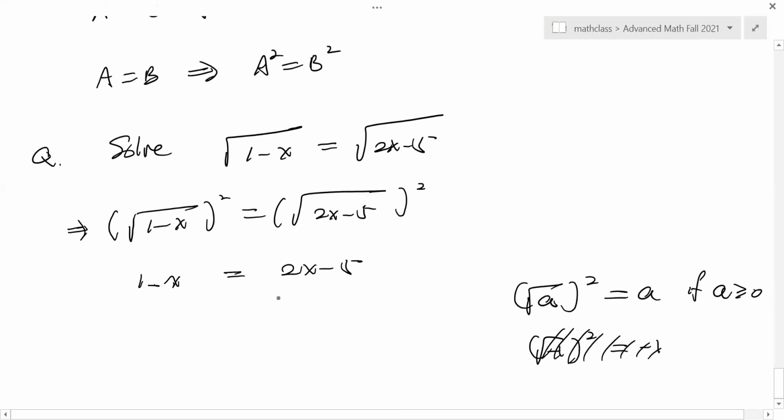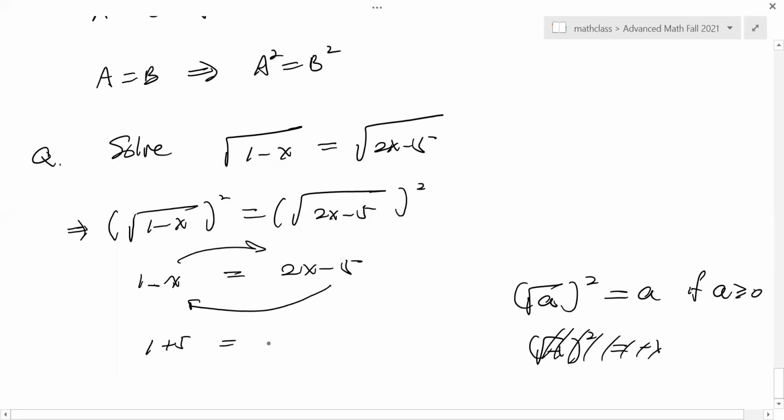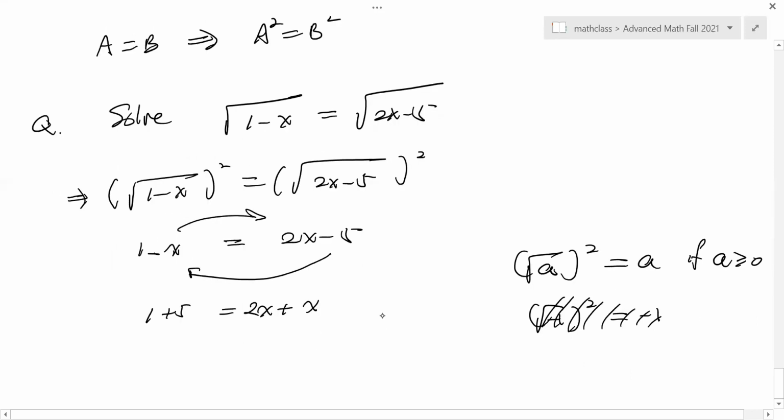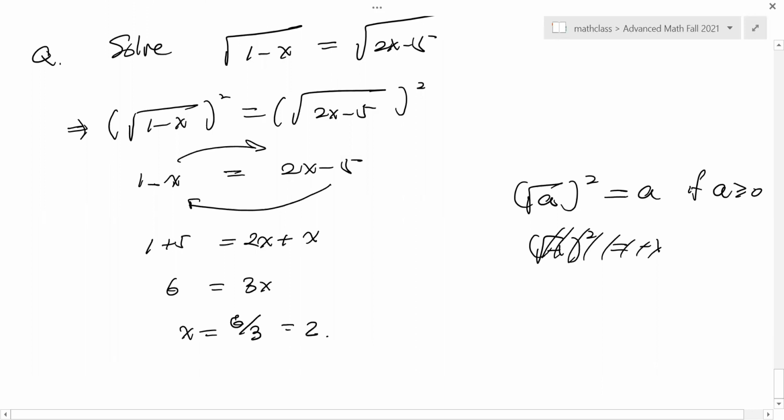And then let's simplify. Let's compute it. So move x to the right-hand side. Move negative 5 to the left-hand side. So 1 plus 5, and x plus 2x is 3x, right? So you will get 6 equals 3x. x equals 6 over 3. That's 2. So 2 is the answer, right?